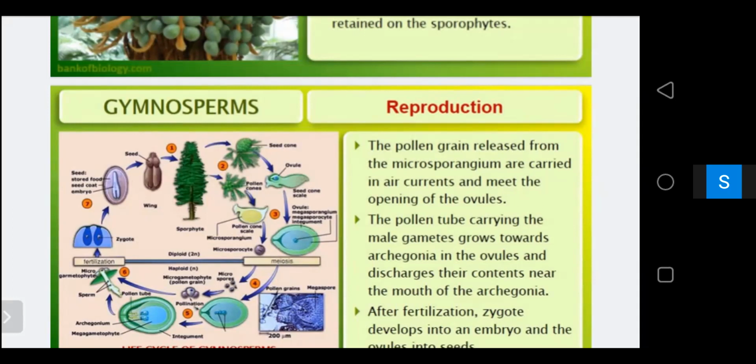But here the main difference is that the male gamete reaches the female gamete through the pollen tube, and it reaches the female gametophyte by air currents. They don't need water, so they are independent. The sexual reproduction is independent of water. It means they are not restricted by needing water for that.